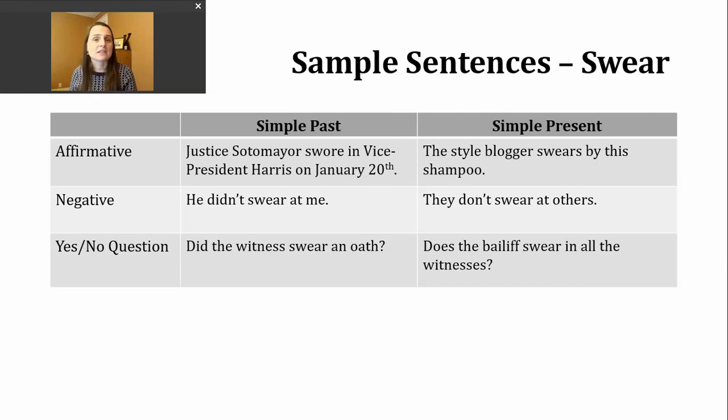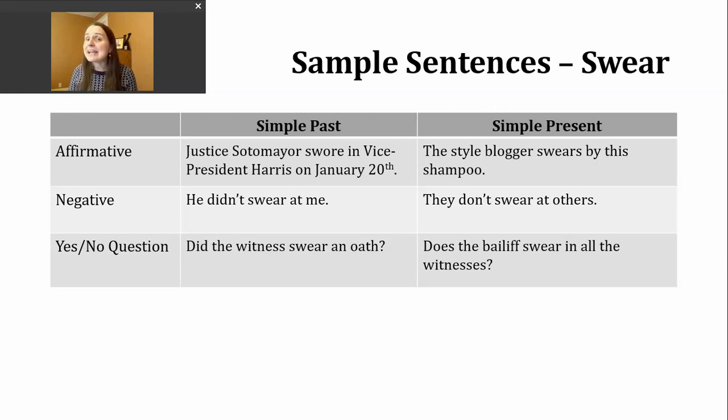If I want to make a negative sentence in simple present, again, I need to pay attention to my subject. If my subject is I, you, we, or they, we're going to use do not and the base verb. But if the subject is he, she, or it, then we are going to use does not and then the base verb. You might hear native speakers use the contractions don't or doesn't. Here's an example sentence. They don't swear at others. So again, this is that offensive language usage.